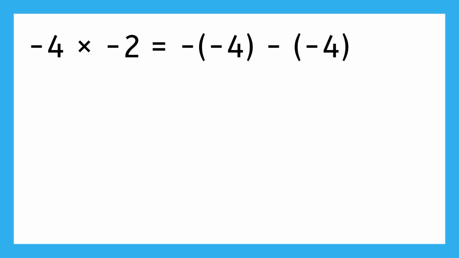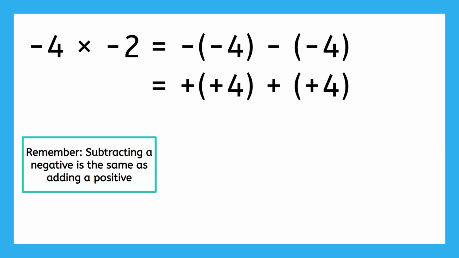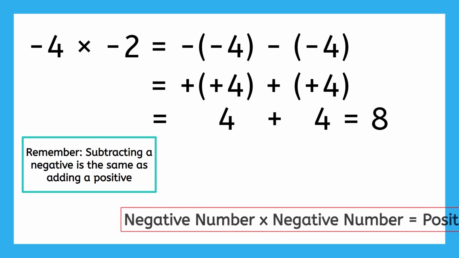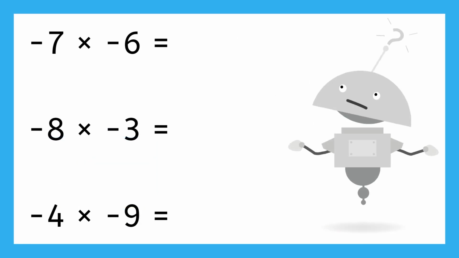But you know that subtracting a negative is the same as adding a positive. So we can rewrite this as positive 4 plus positive 4. And we can simplify that by simply writing it as 4 plus 4, which we know is 8. This example helps us see that a negative number times a negative number equals a positive number. Let's practice these. Pause the video and complete these problems in your PDF.